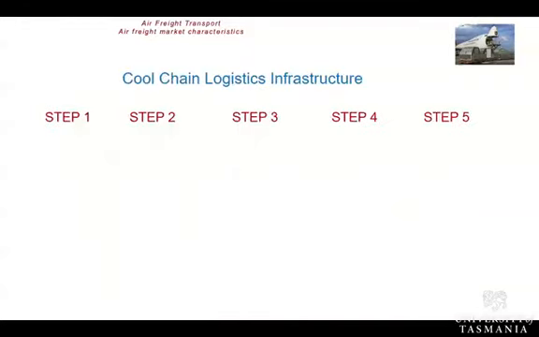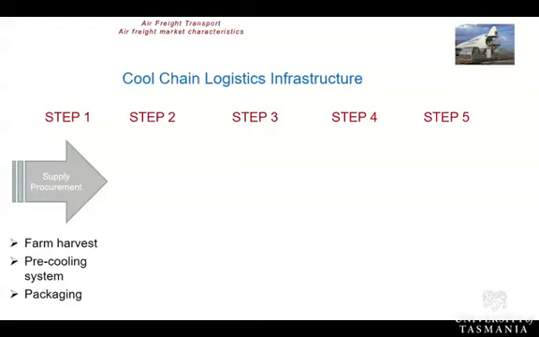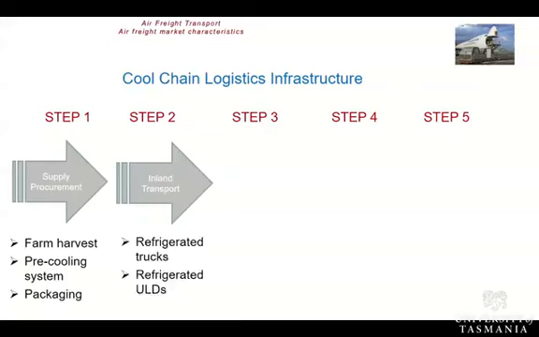If we put that into steps, it might look something like this. First part of the step is the idea of the supply procurement. Supply procurement, farm harvest, pre-cooling, packaging. The next step is moving it from the farm or whatever the manufacturing facility might be and using inland transport.